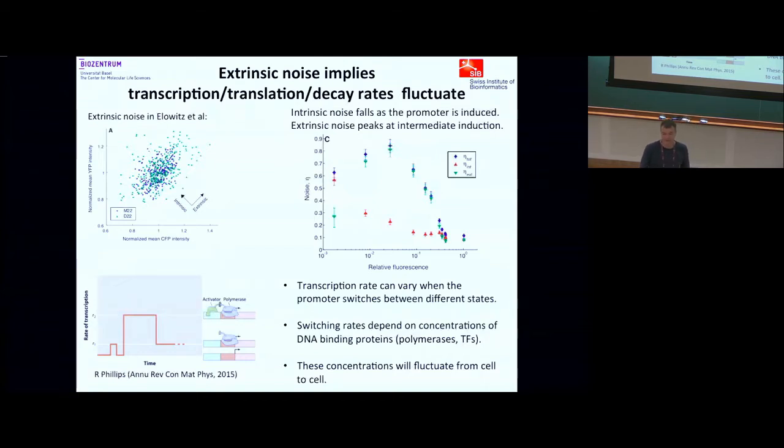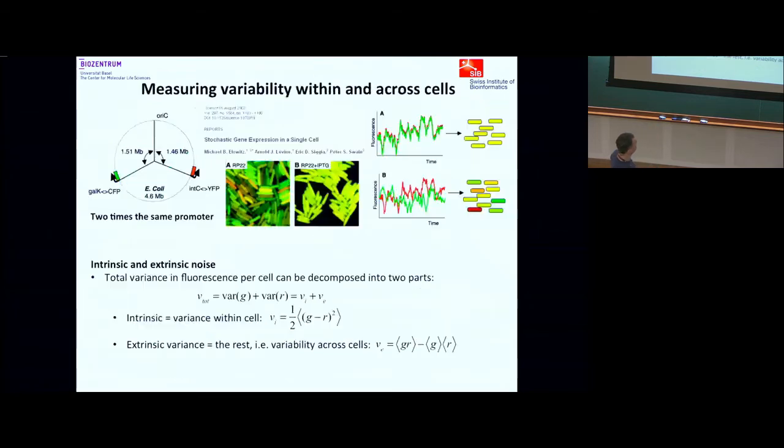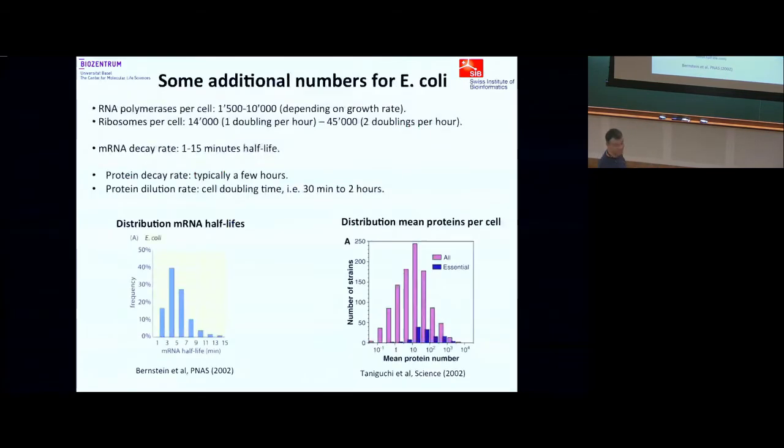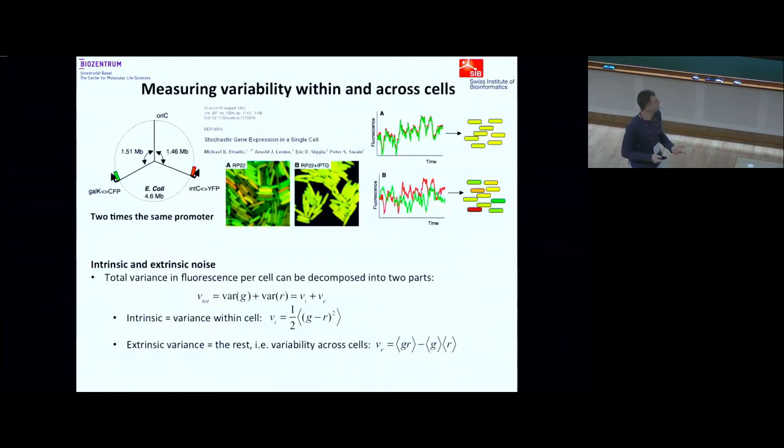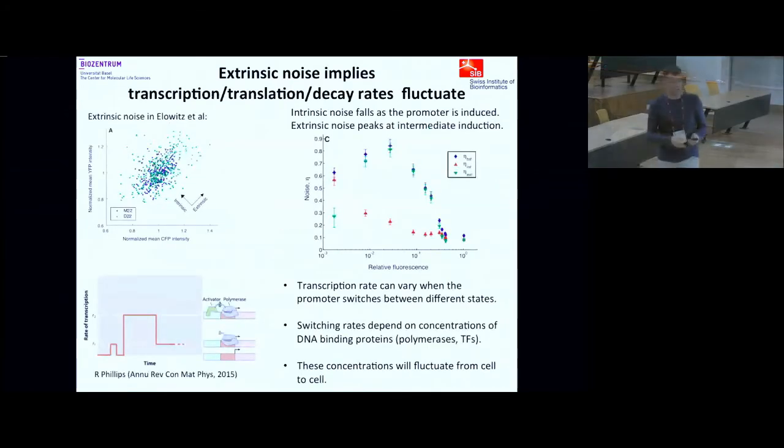Yeah, but I didn't say that they have to sum, did I? I mean, the total variance will sum, but this is noise. That's variance divided by mean squared and then taking the square root. So that thing will not sum.